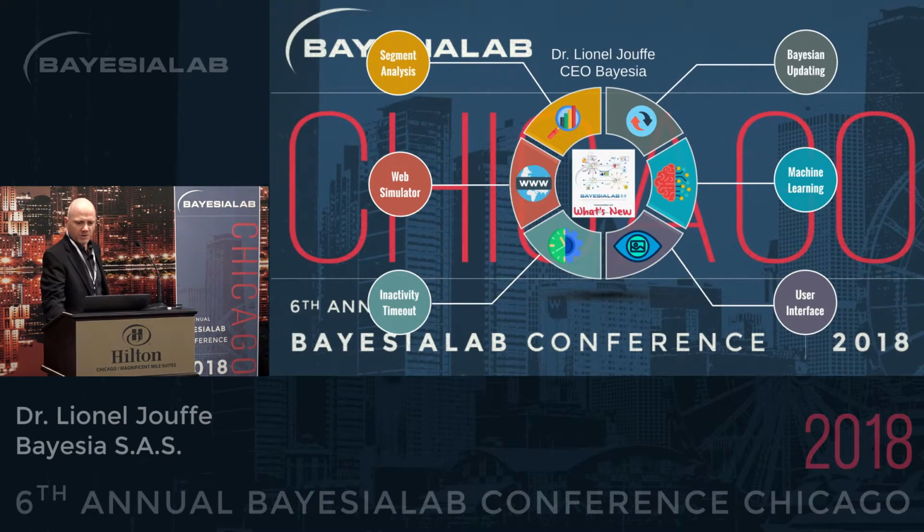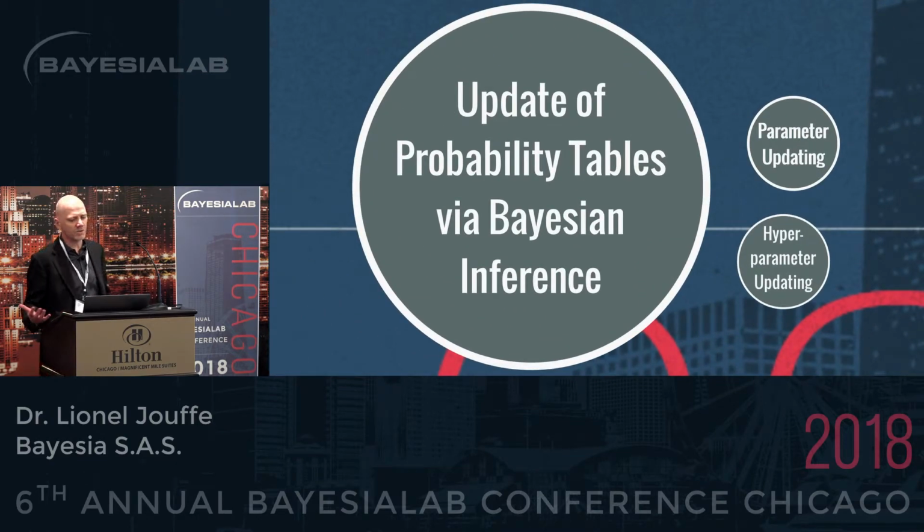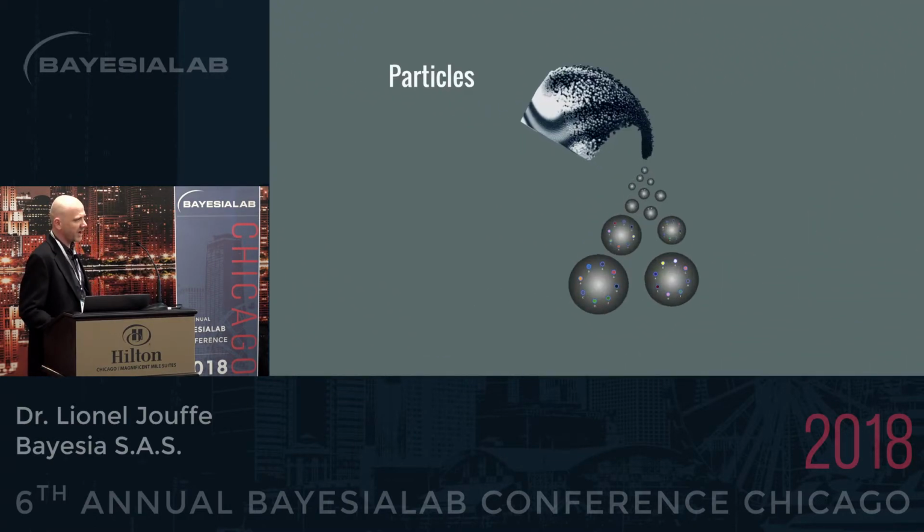Now let's switch to something really interesting, Bayesian updating. So the idea here is to update the probability table of your network by using Bayesian inference. Right? So I guess perhaps you are familiar with the hyperparameter updating function we had already, but now we have also what we call the parameter updating.